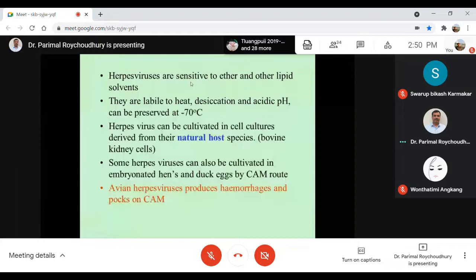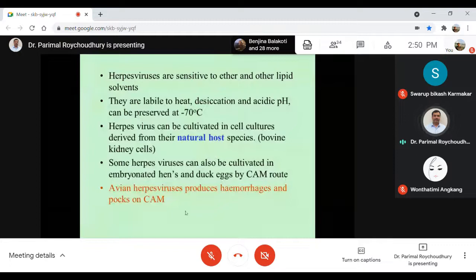Now, if you look at the propagation of the virus, one thing is very clear. The viruses prefer to grow in cells from the natural host, except for one or two members. The majority of herpes viruses prefer to grow in cells derived from their natural host, like bovine herpesviruses in bovine kidney cells, and porcine ones in pig cells. Likewise, they prefer to grow in cell culture derived from the natural host. However, a few members can be propagated in the chicken embryo for isolation purposes.